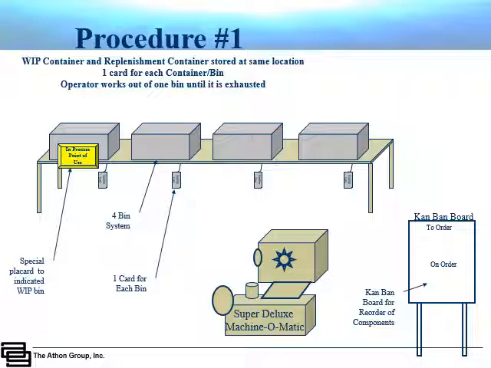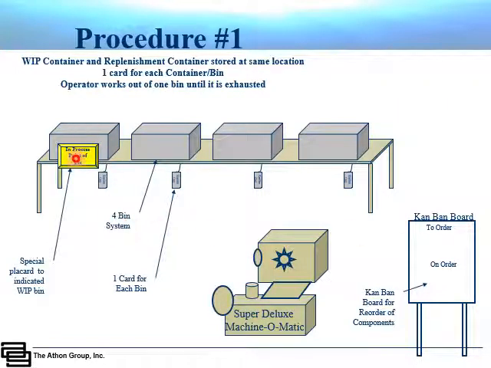But in this particular example, when we trained operators, we actually built miniature cards and miniature boards and miniature boxes that would move on a tabletop to indicate or teach people how the system worked. So in this case, you'll notice there's 4 containers on the shelf. Each one has its reorder Kanban card hanging on a hook. Here's your super deluxe machine-o-matic, and here's your Kanban board. We'll refer to that in a moment.